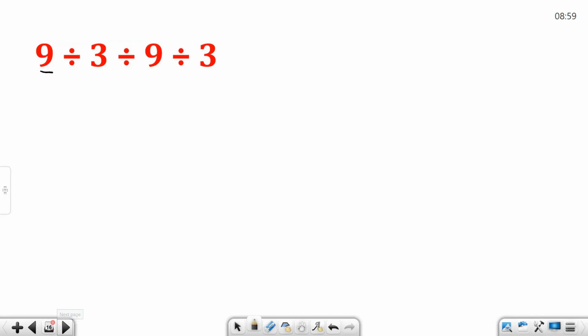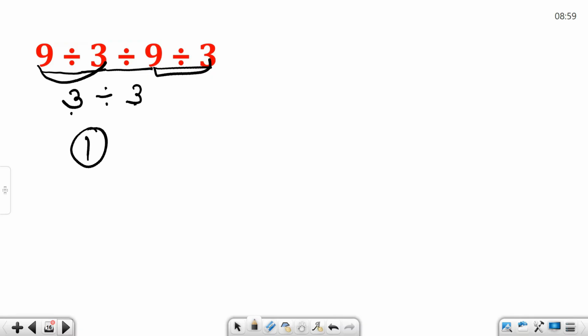Today's question is 9 divided by 3 divided by 9 divided by 3. So 9 divided by 3 equals 3. Divided by 9 divided by 3, 3. 3 divided by 3 equals 1. This is the wrong answer. There's a shortcut for questions like this.